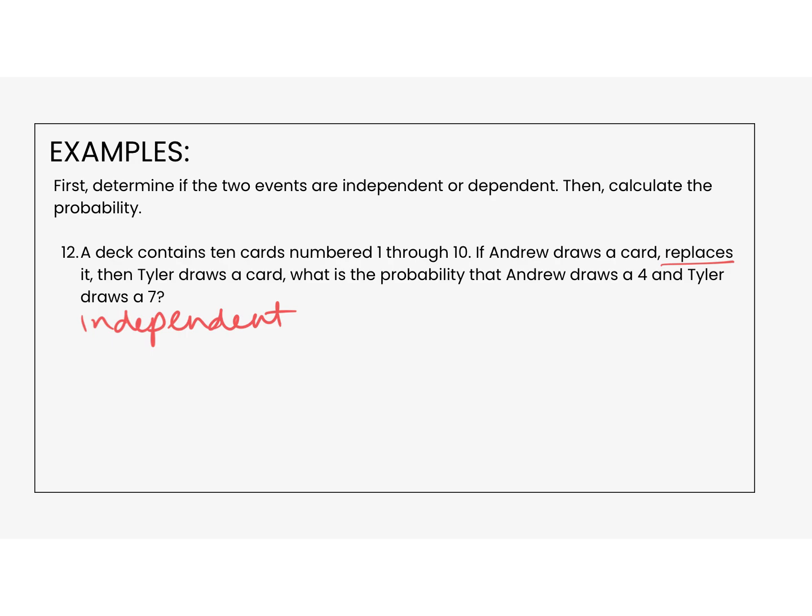Okay, so now that we know it's independent, we're just going to find the probability of both and multiply them together. So the probability that he draws a 4 is 1 out of 10. The probability that he draws a 7 is still 1 out of 10 because we put that 4 back in. So I multiply those by each other. That's 1 out of 100, or 1%.